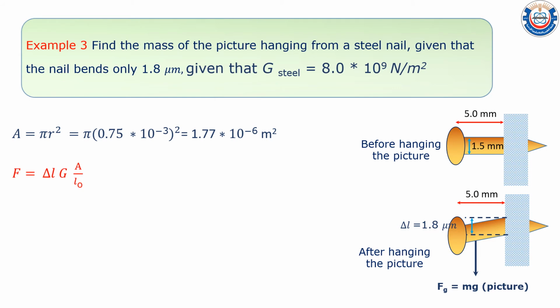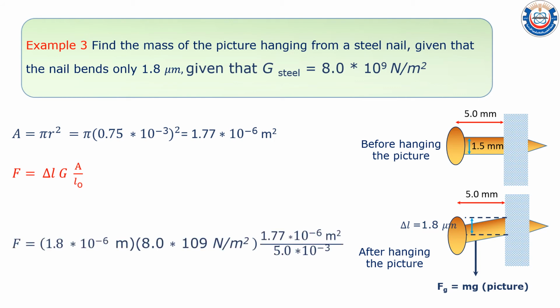And then we can calculate the force exerted on this nail. According to shear modulus, force equals delta L times shearing modulus G times the cross-sectional area divided by the original length L naught. And we know that the change in length is already given, 1.8 micrometer, and the shearing modulus is already equal to 8 times 10 to the power 9 Newton per meter square. And then we can get the force, which is equal to 51 Newton, which is equivalent to 5.2 kilograms. So the weight of this picture is 51 Newton, which has the mass of 5.2 kilograms.